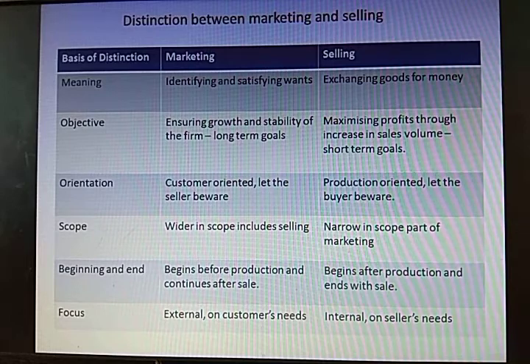The scope of marketing is wider. We have seen this, and it includes selling also, as it contains other activities, like market research and product designing and developing. All those things are there in marketing. Whereas in selling, the scope is narrow, and it is one part of marketing.